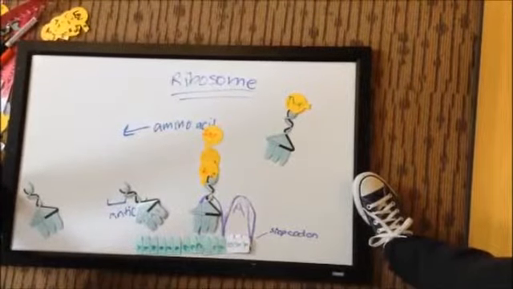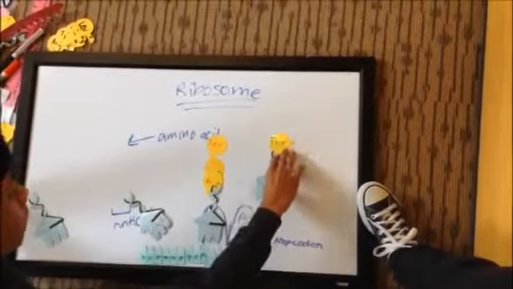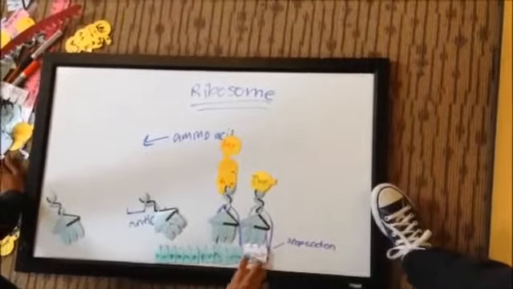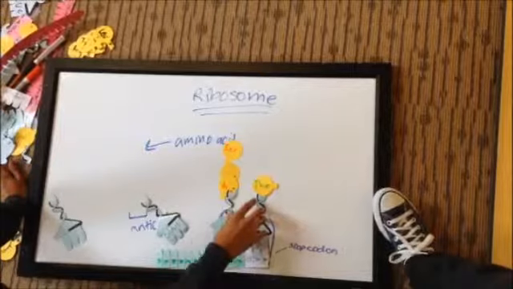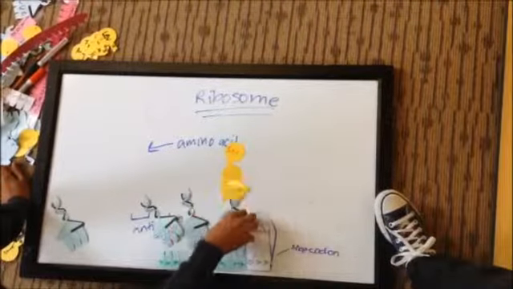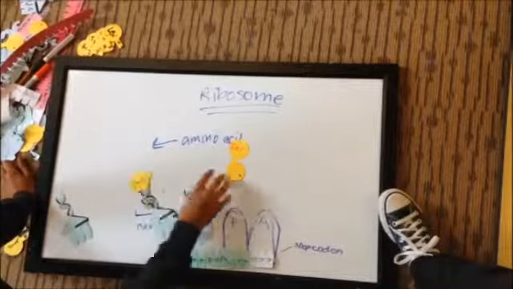The last step of the translation process occurs when the mRNA reaches a stop codon. The amino acid chain then releases from the tRNA, and the small and large parts of the ribosome tear apart to let the protein go out into the rest of the cell.